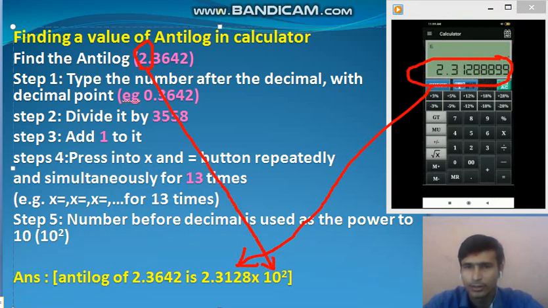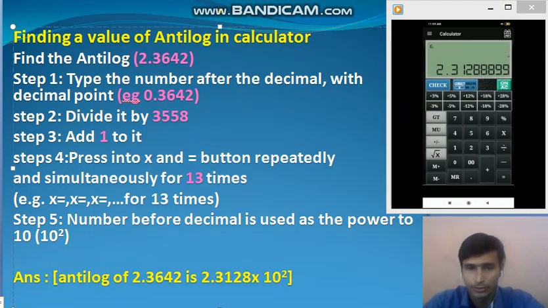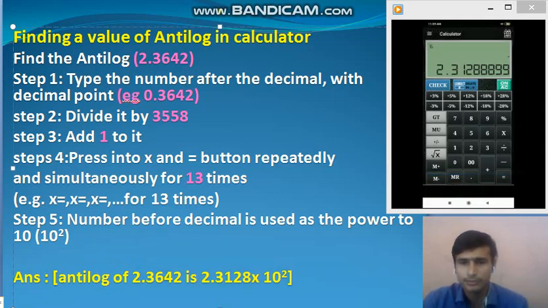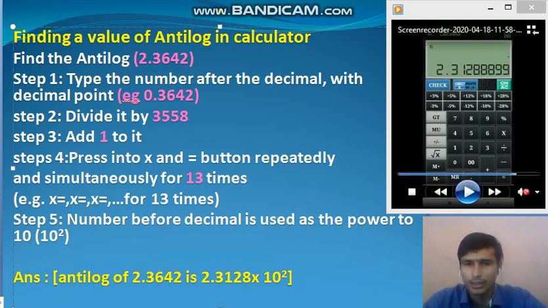So we get the answer of the antilog of 2.3642 is 2.3128 into 10 raised to the power 2, right? So the final answer you can write like this: 2.3128 into 10 raised to 2. This way you can find the antilog of any number. I hope you understand how to find the antilog of any number.